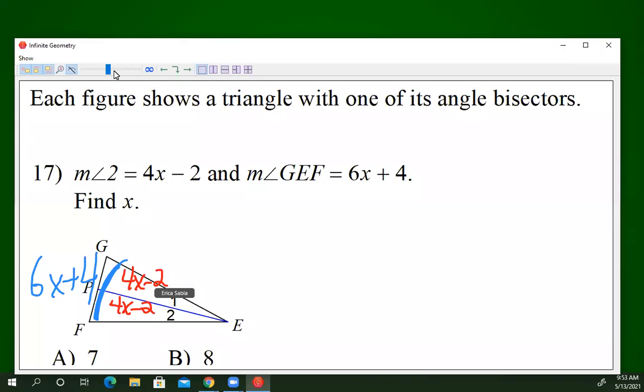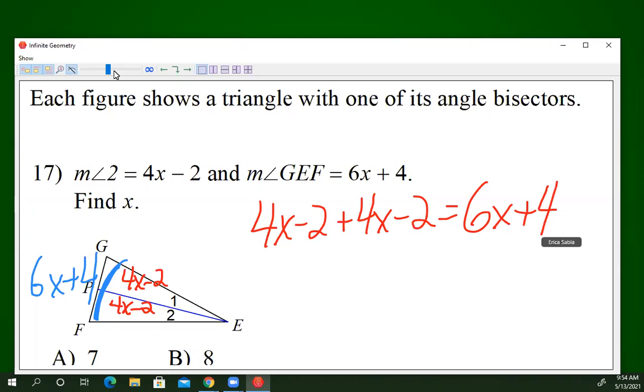And what is true is that angles 1 and 2 together add up to be the big angle. That's what your equation has to reflect. So 4x minus 2 and another 4x minus 2 together add up to be the whole big thing, 6x plus 4. Now you have an equation, you just got to solve it.